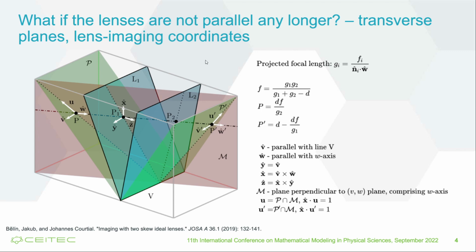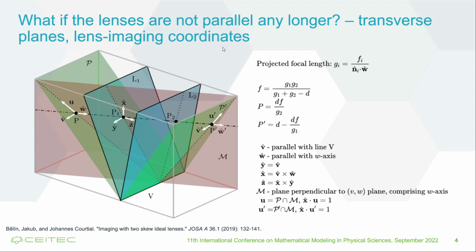For this axis, we calculated the projected focal length f and calculated the positions of principal points P and P' using the standard formulas. Then we realized that there is a special line V where the lenses intersect, because any point lying on this line is clearly imaged back to itself due to the two-lens combination, and therefore it is an intersection of the principal planes P and P'.